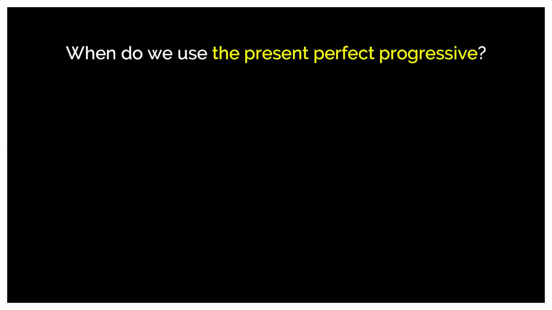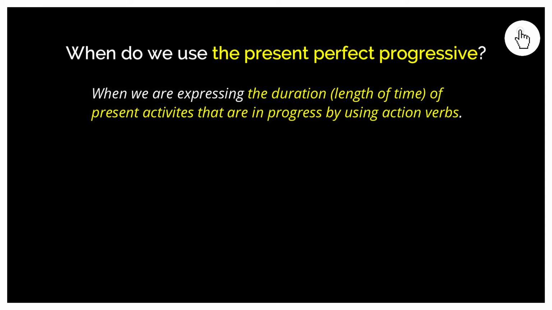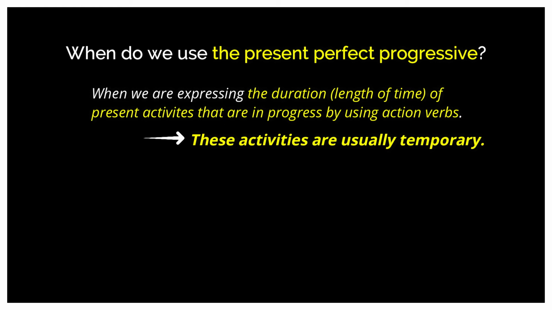So, when do we use the present perfect progressive? We use it when we are expressing the duration or the length of time of present activities that are in progress by using action verbs. Okay, action verbs are the verbs that end with ing, and I did a video on action verbs. You can take a look here. And these activities that this person is doing are usually temporary.